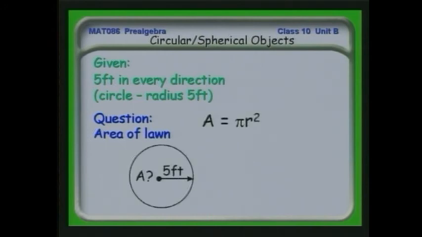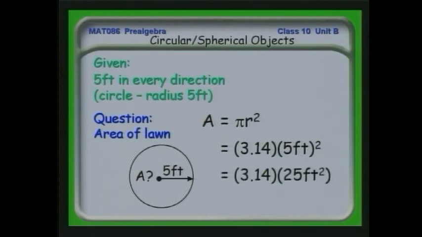The area is equal to pi r squared. That's 3.14, what we need to remember for pi, times 5 feet squared. And when we do the math, 5 feet squared is 25 square feet. We report this as 78.5 square feet.